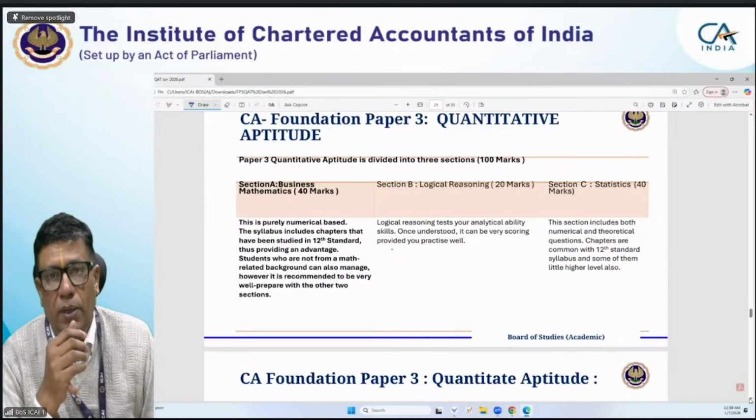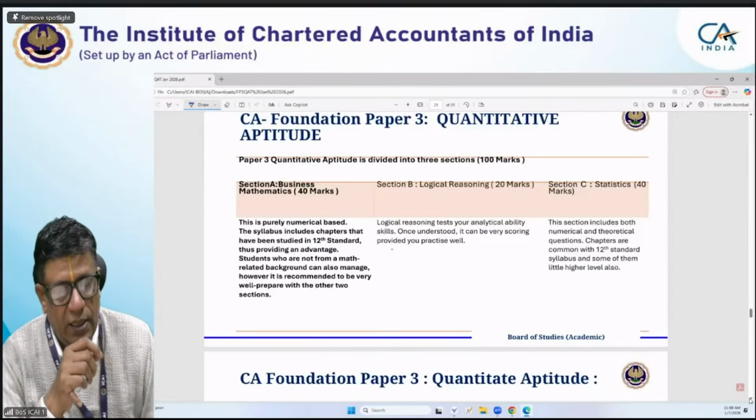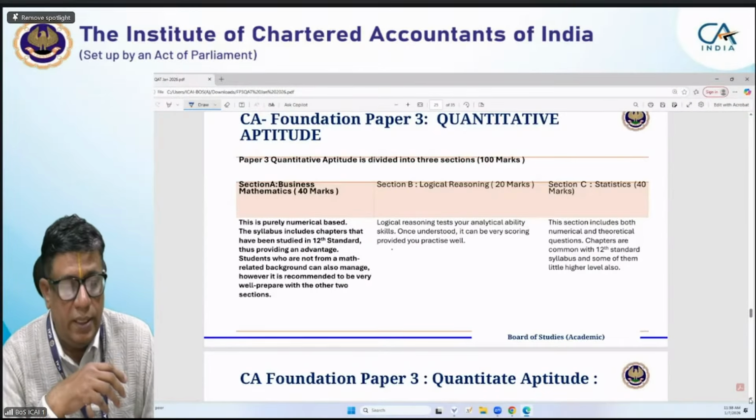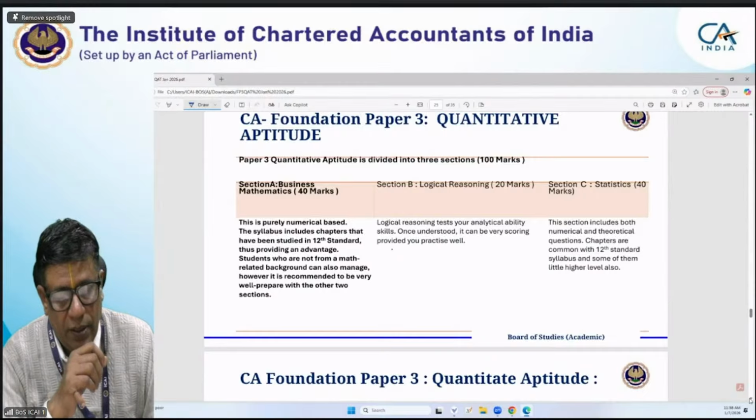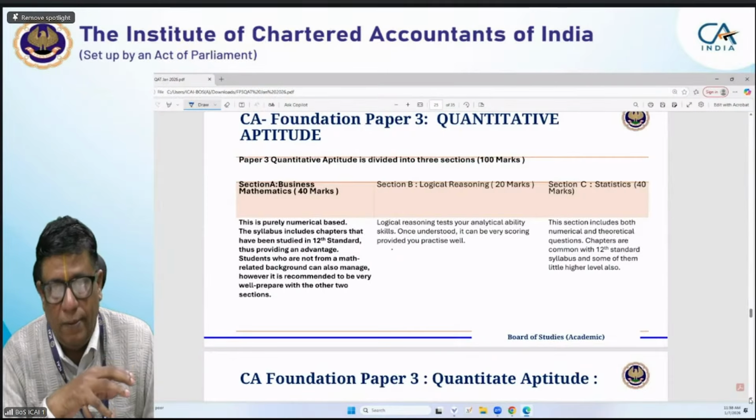This is a purely numerical syllabus, included in the 12th standard syllabus. It is an advantage for those with a maths-related background. However, it is recommended that you be well prepared with the other two sections as well.